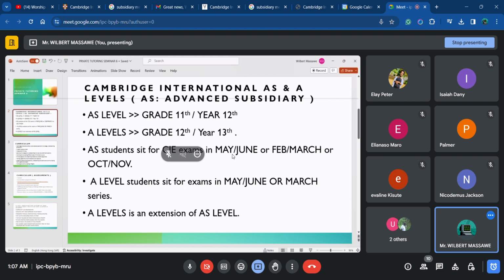May, June series is for students who are taking these exams for the first time. Let's say if they fail, they'll be retaking these exams in October, November. Again, remember, results come out in August. So if you have your AS student, your grade 11 student, you can ask them about their result in August, because the results come out in August, probably the middle of August, from the 10th to the mid of August.